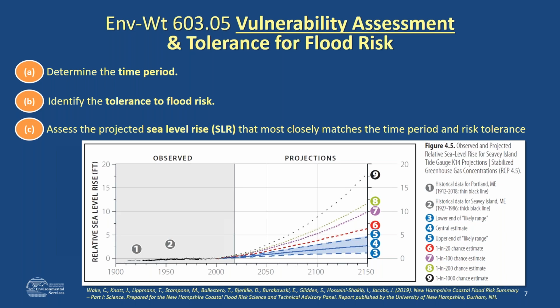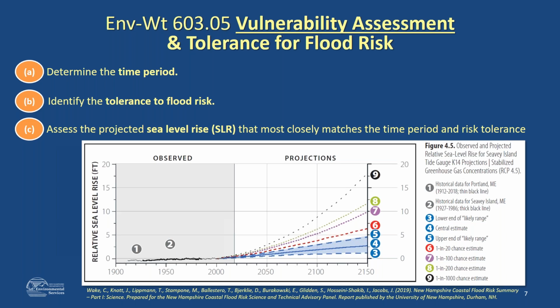Following that, you'll want to take that information and assess the projected sea level rise that most closely matches the time period and risk tolerance that you've selected from the first 2 steps. So this chart probably looks familiar. It's from the Part 1 presentation yesterday, the science behind coastal flood risks and sea level rise in New Hampshire. You can see that the blue shaded area indicates the range of most likely sea level rise scenarios, and they go up from there based on the range of estimates and global greenhouse gas concentration scenarios.